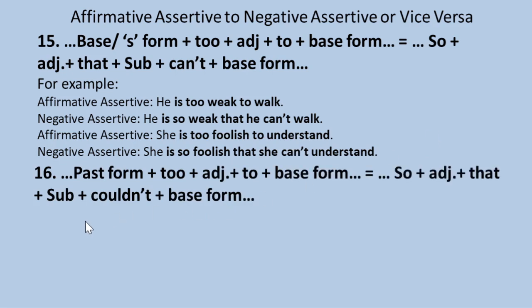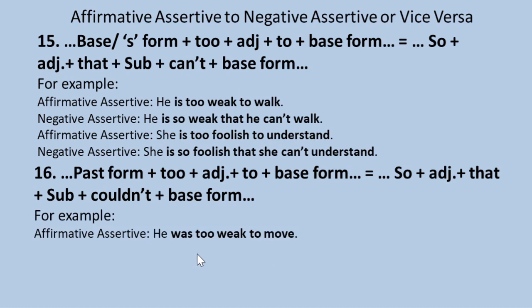Rule number 16, past form to adjective to base form equals so adjective that, subject couldn't base form. So if a sentence begins with a past form, that is past indefinite, then we have to use this structure: so adjective that, subject couldn't. So the past form of can't base form is couldn't base form.